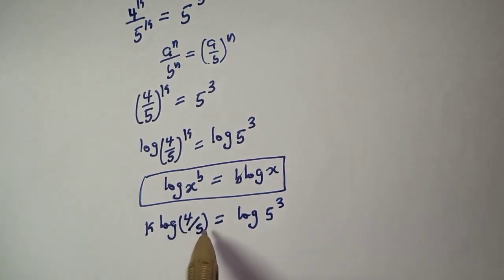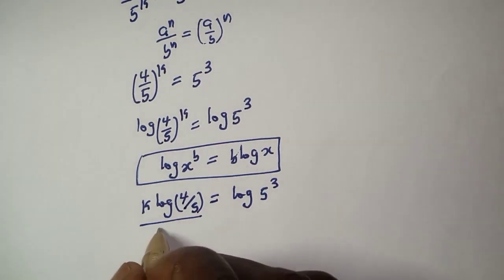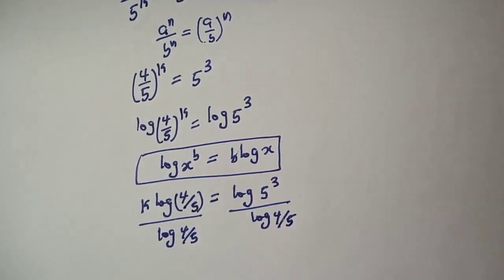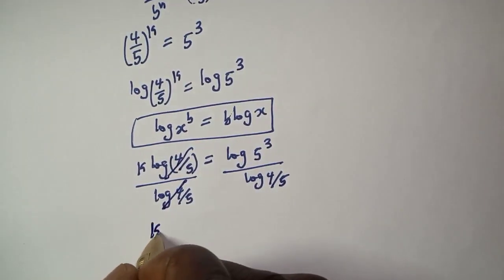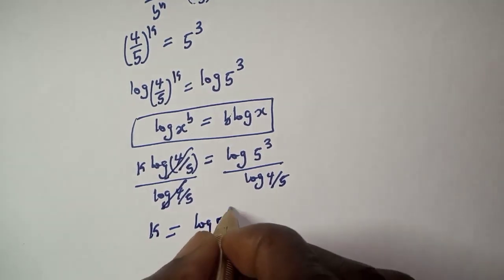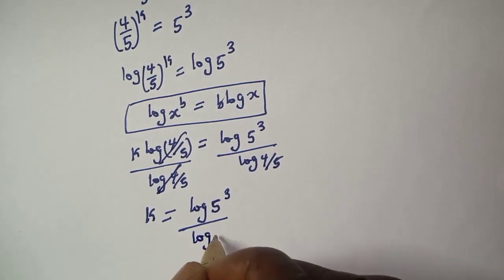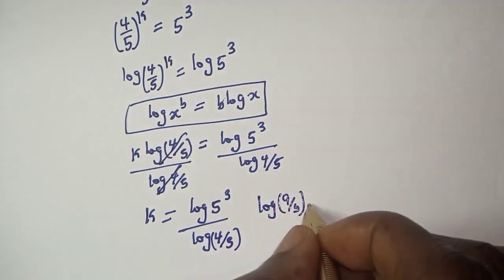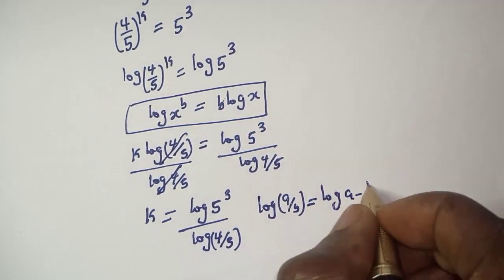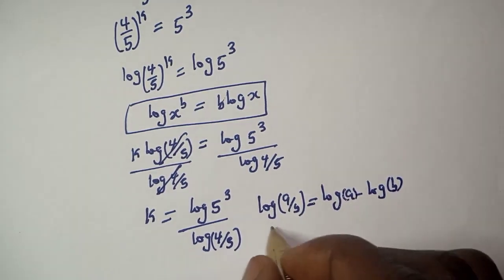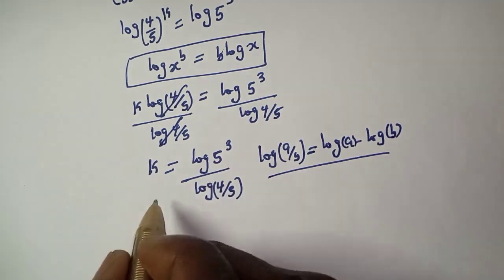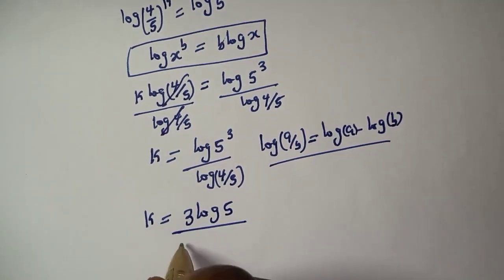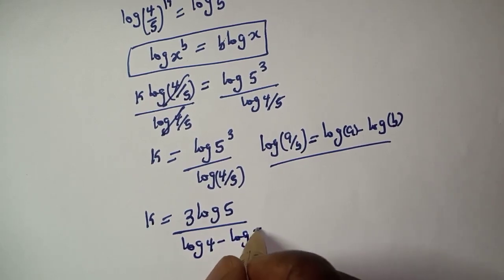We are looking for the value of k. Let's divide both sides by log 4 over 5. So this will cancel this. k is equal to log 5 raised to power 3 over log 4 over 5. Now, if you have log a over b, this is equal to log a minus log b. So this can be written as k is equal to 3 log 5 over log 4 minus log 5.